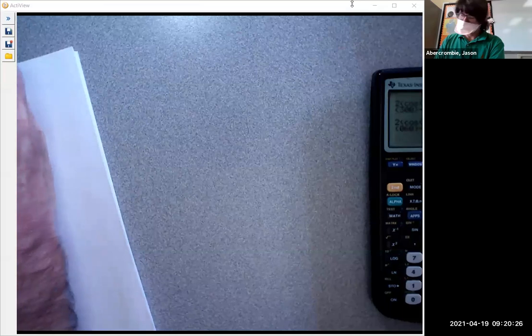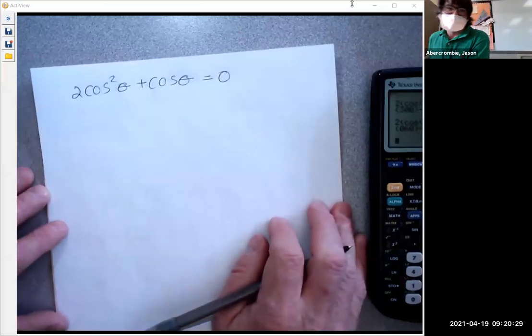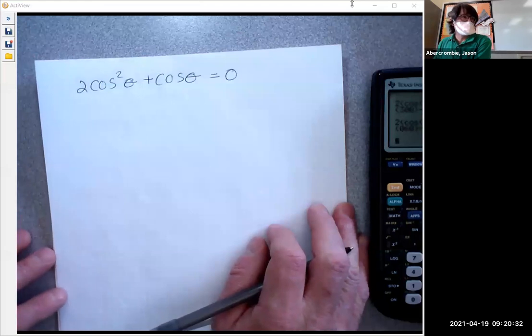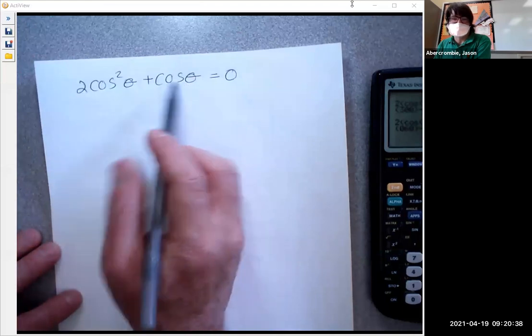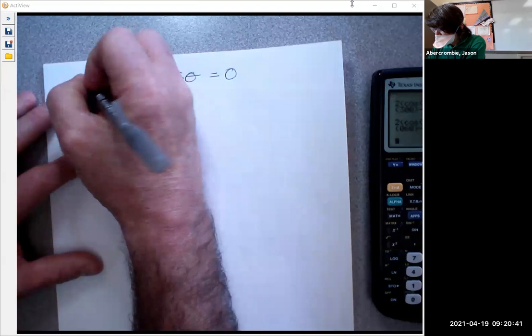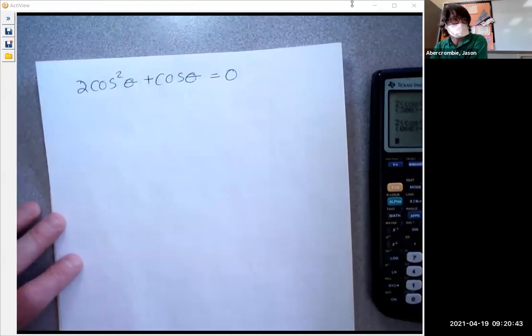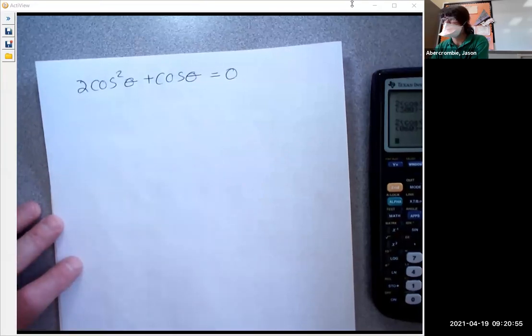Let's do this one. This one is also one that is squared. It also requires factoring, but it only has 2 terms instead of 3. So this is not going to factor in the reverse FOIL sense we did a minute ago. This is actually more simple. What could you factor out of 2 cosine squared and cosine? My goal is to get rid of the squared, if possible. What comes out of both of those?